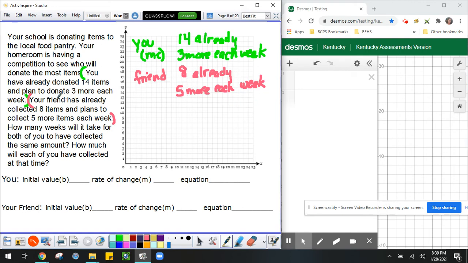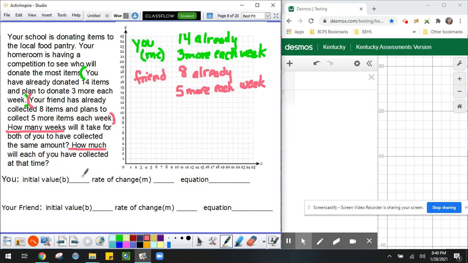Once you have that important information, you don't stop, you keep reading. How many weeks will it take for both of you to have collected the same amount? So I'm looking for how many weeks, and I know that I'm doing 5 more each week and 3 more each week. So I should probably be able to figure out the weeks. And it says, how much will each of you have collected at that time? How much or how many it should say, I've already got 14, friend's already got 8. So I can probably figure out how much each one of us will have total after we have the same amount.